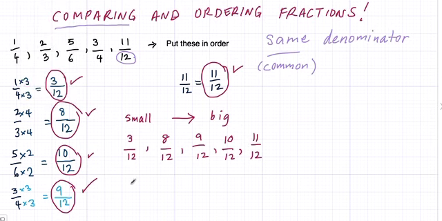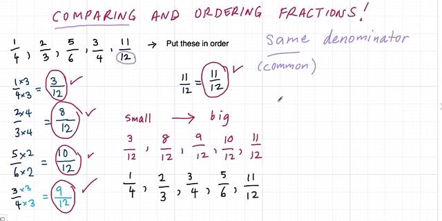So when you go back to answer this now, you really want to go back to, okay, what was 3/12? That was 1/4. So that's our first in the list. The next one was 8/12. That's 2/3. Then we had 9/12, which was this one, 3/4. 10/12, which was this one, 5/6. And the last one, 11/12.